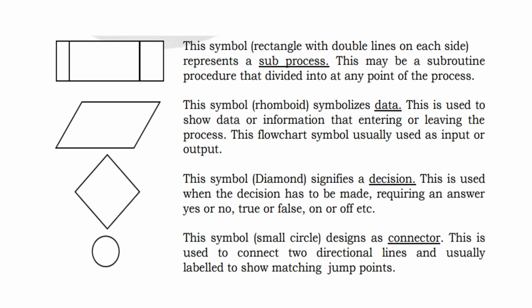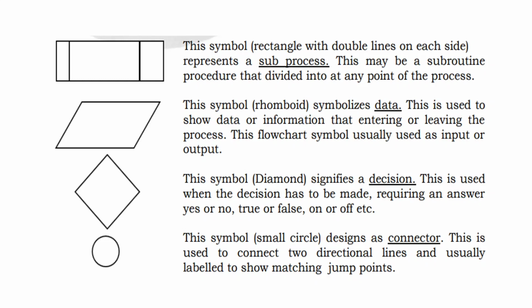A rectangle with double lines on each side represents a sub-process. These may be subroutine procedures that divide at any point of the process. So if the process is huge, or if the process is a general instruction, you may use the sub-process to detail the step-by-step procedure.